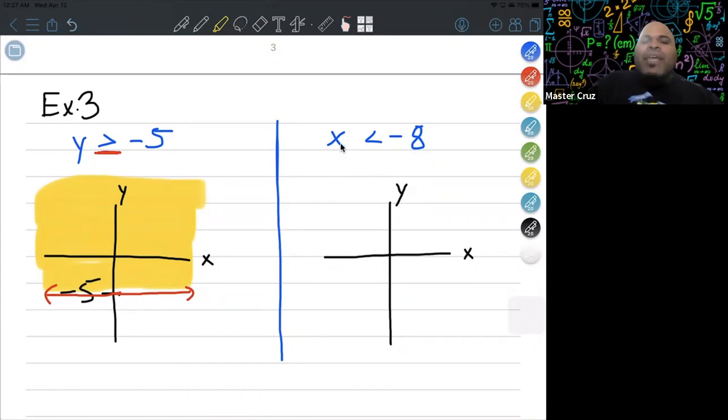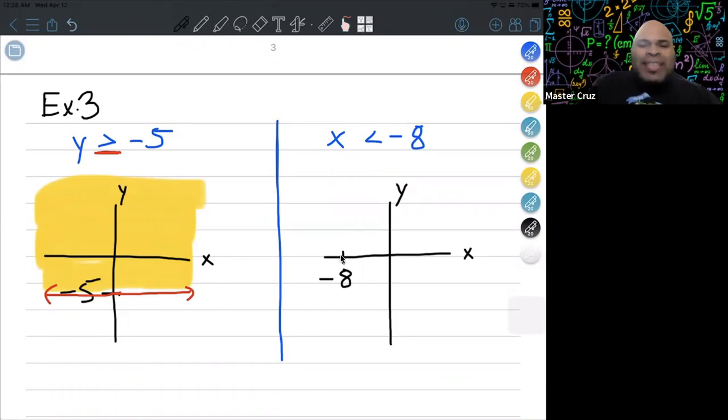How about if I give you x is less than negative 8? Well, this problem is not about y. This problem is about x. So now we're going to go to the x-axis, and we're going to find negative 8. So I'm just going to say that negative 8 is over here. Okay. You don't have to draw a bunch of tick marks. You just mark whatever numbers they give you. And then this one is not less than or equal to, it's just less than. So this is going to be a dashed line at negative 8.